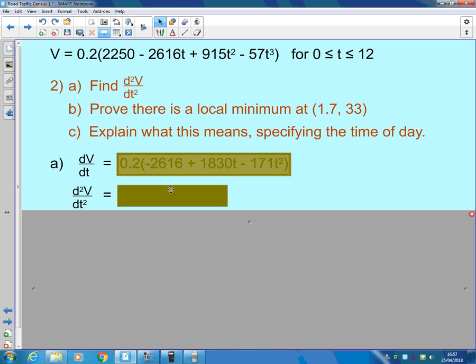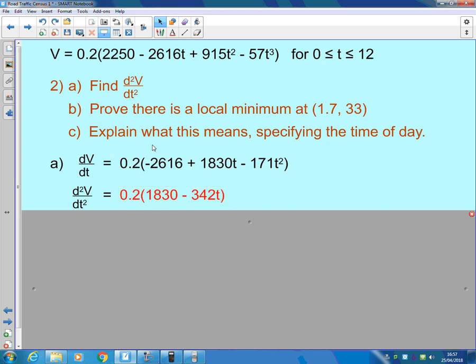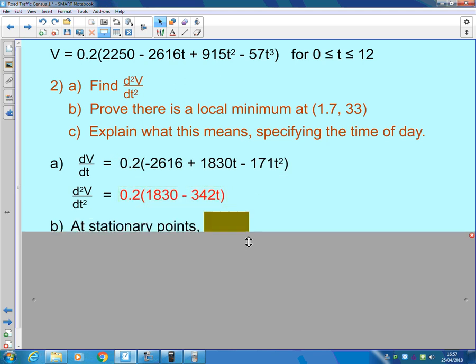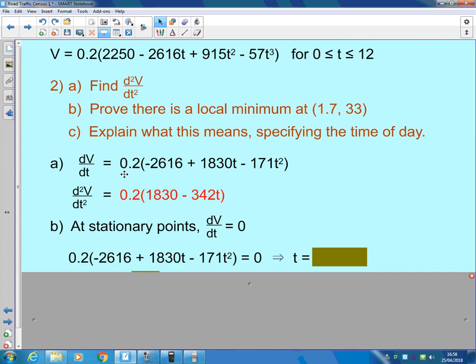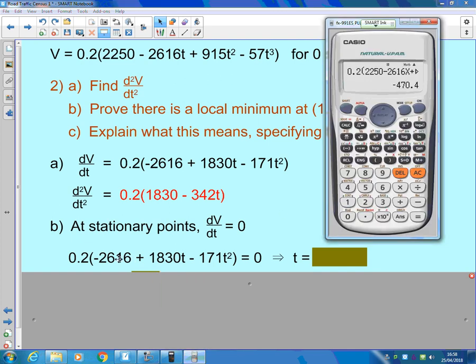So let's click through those again. Let's do the first one. Show that it's a stationary point, a stationary value. At stationary points, dv over dt is equal to zero. So we take the dv over dt equation, put it equal to zero, and find t. So I go to my calculator. It's a quadratic I'm dealing with. Now, if I've got 0.2 times something is zero, that something must be zero. So I've only got to deal with this bit. At this stage, I can ignore the 0.2.